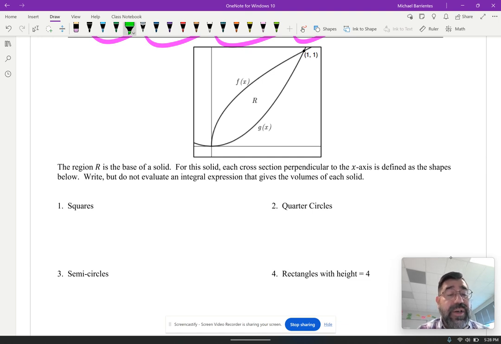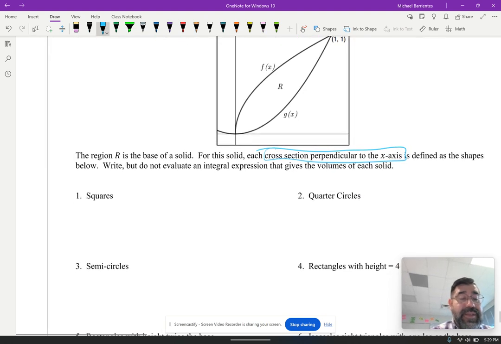Okay. Region R is the base of a solid. For this solid, each cross section perpendicular to the x-axis, so everything's going to be in terms of x, is defined as the shapes below. Write but do not evaluate an integral expression that gives the volumes of each solid. All right, here we go. This one we know.